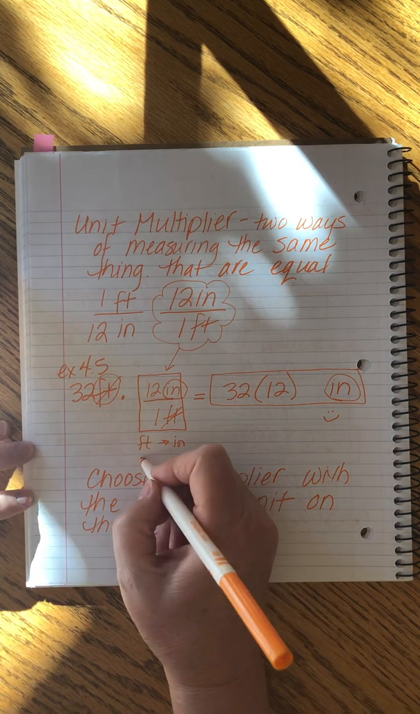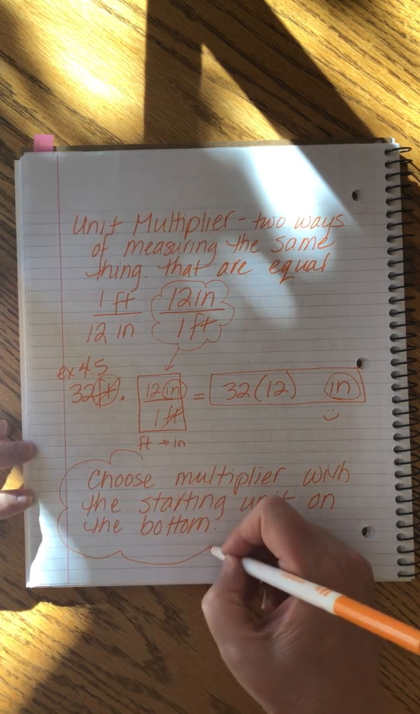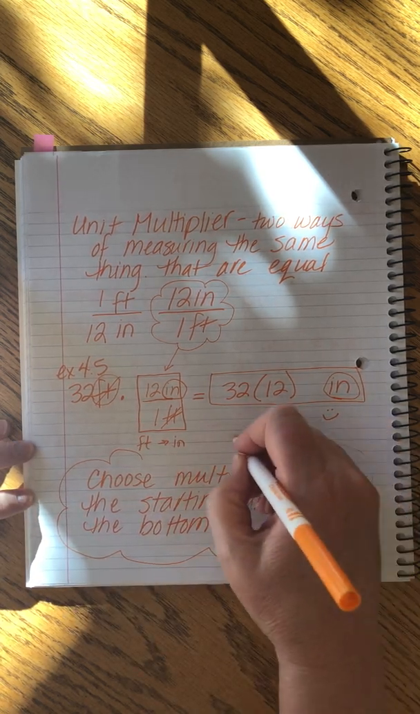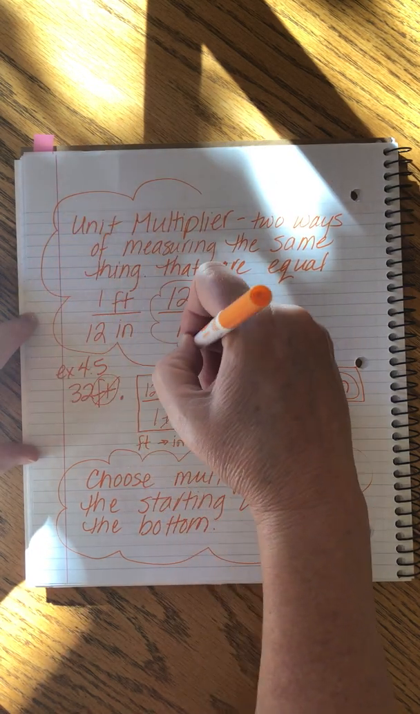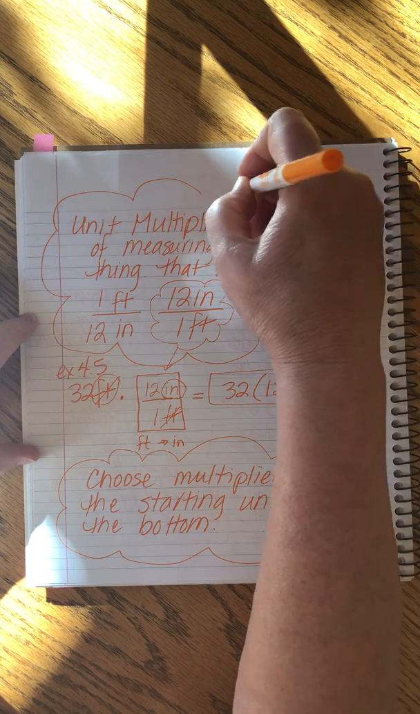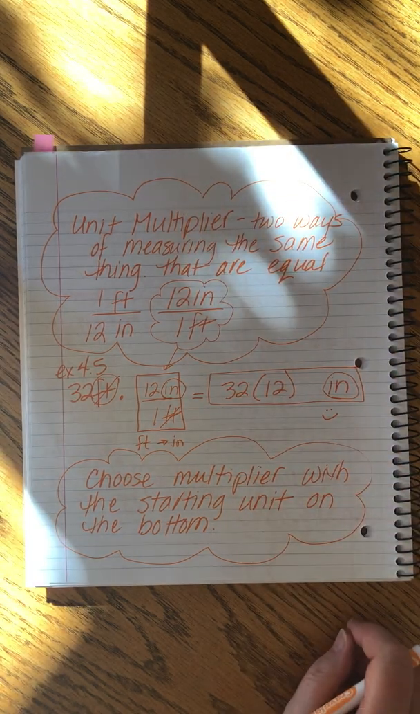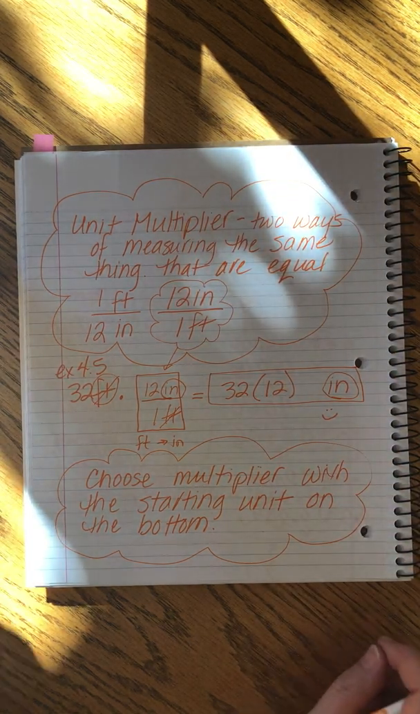All right? This is super important. Knowing how to create the unit multipliers is super important. And then knowing how to decide which one to choose is the other super important thing. We're going to do a handful more of these problems, so you will get an opportunity to practice, as will I. I'm getting some cool shadows on my page. I hope you can see okay.